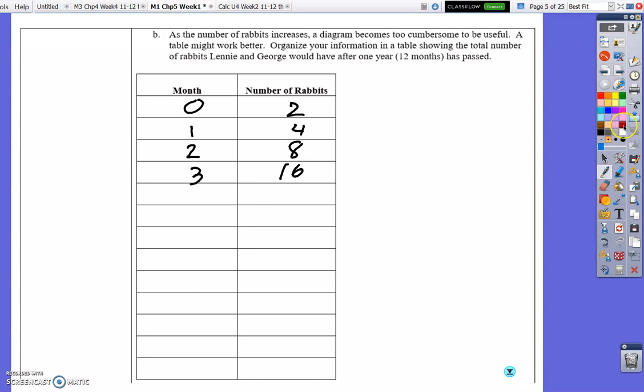So we can probably take this pretty quickly. From here to here, we added 2. Here to here, we add 4. And then we added 8. Is there another way to think about this that maybe is an addition? Because we keep adding different numbers. What are we going to add next time? Well, we're going to add 16.